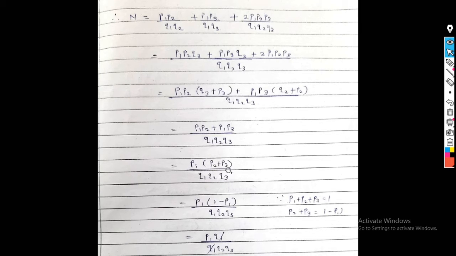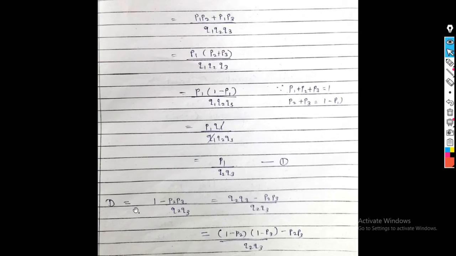Again, P1 + P2 + P3 = 1 because it follows a multinomial distribution. So P2 + P3 is equal to 1 minus P1, and we can replace P2 + P3 by 1 minus P1. 1 minus P1 is again Q1. So we can write P1 into Q1 divided by Q1 Q2 Q3. This Q1 gets cancelled, and we get only P1 divided by Q2 into Q3. So this is our first equation and this is the value of the numerator.